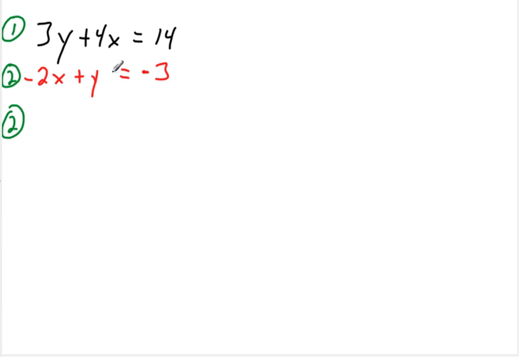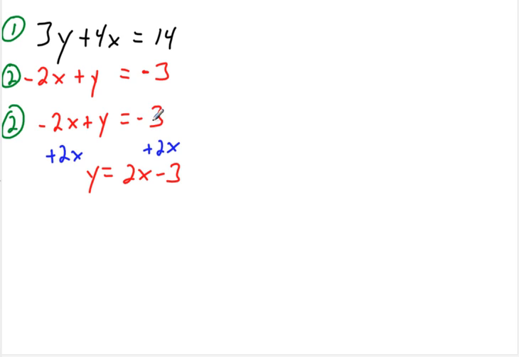So in equation 2, I am going to rewrite it first of all. And then I'm going to add 2x to both sides. And that leaves me with y equals 2x minus 3, right? We have a positive 2x and a -3. So now I know what y equals. It equals 2x minus 3. So now I have to put it back in the other equation. So I'm going to rewrite equation 1. But instead of writing y, I'm going to write 2x minus 3 because I know that y equals 2x minus 3.